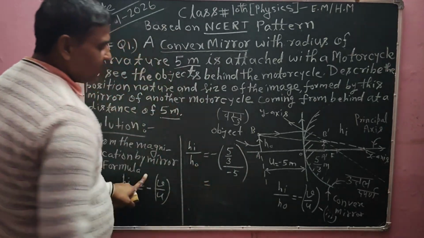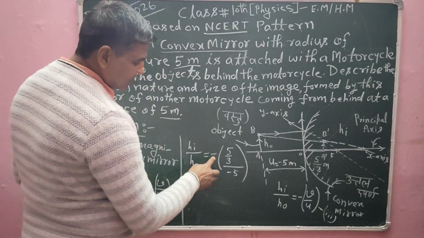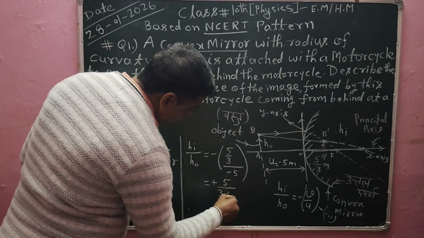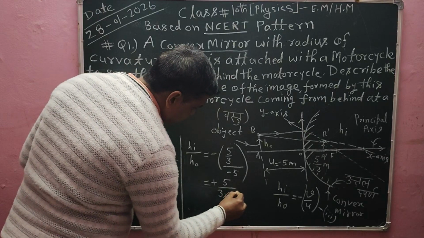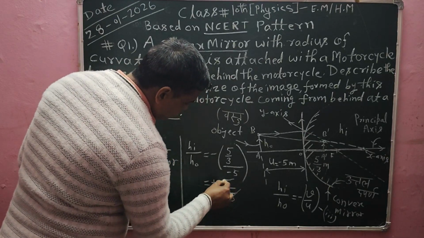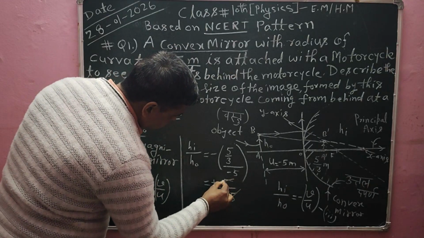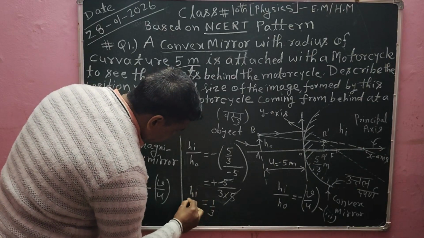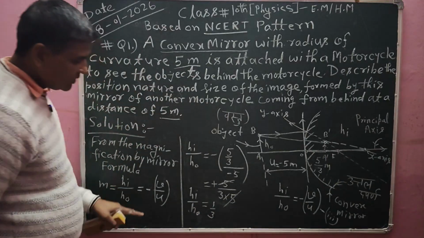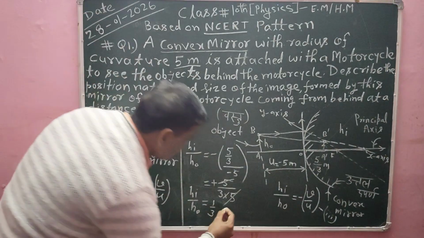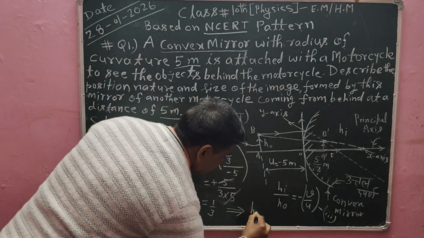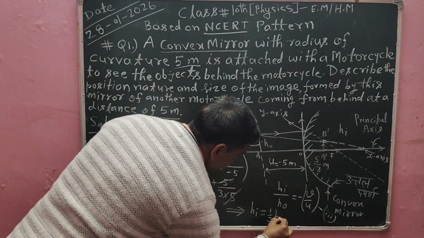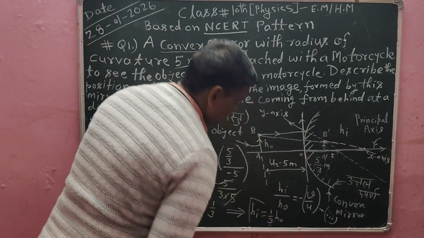So here after simplify, I have to put the multiplication of minus into minus, that will be plus. So here I will write 5 divided by 3, and this 5 will be with 3. So here I will write 5. So further I will simplify, this 5 and this 5 will cancel out. Both will cancel out. So here I will put 1 by 3, HI divided by HO. So this information I have to put there. In other words, we can write HI is equal to 1 by 3 HO.